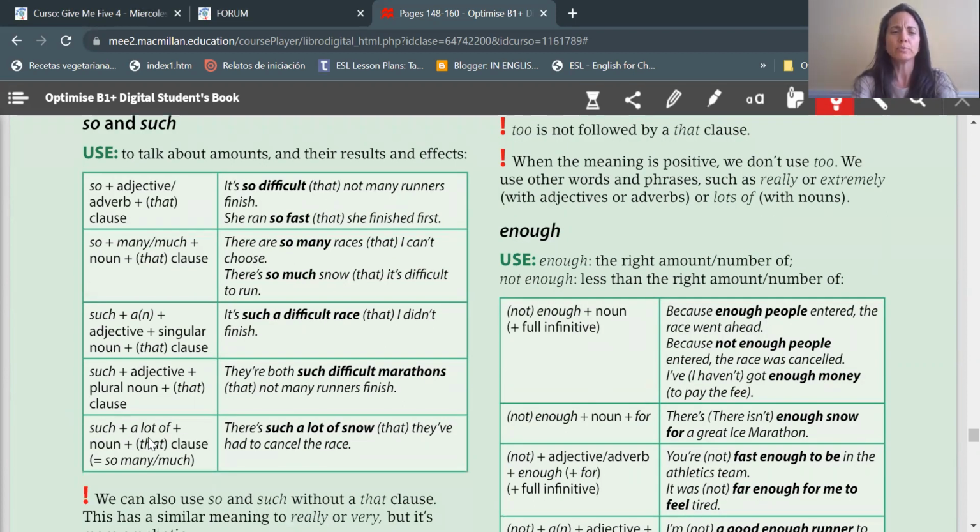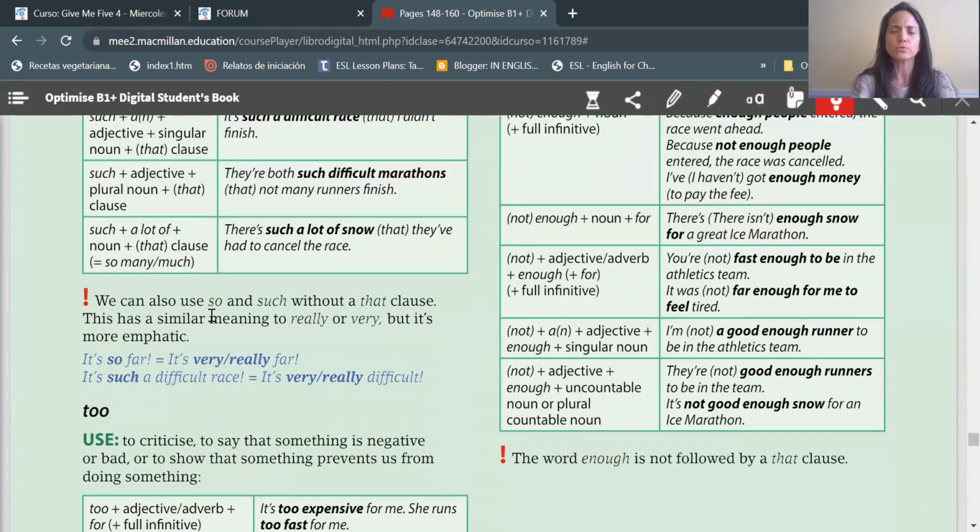Such plus a lot of plus a noun plus a that clause, it's the same as saying so many or so much. Let's see the example. There's such a lot of snow that they've had to cancel the race. Such a lot of plus, in this case, it's an uncountable noun, but it can be a plural noun, a countable one. So check that after so or such, if a clause continues, it's always with that, okay?